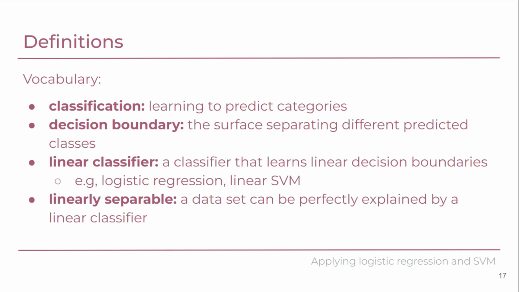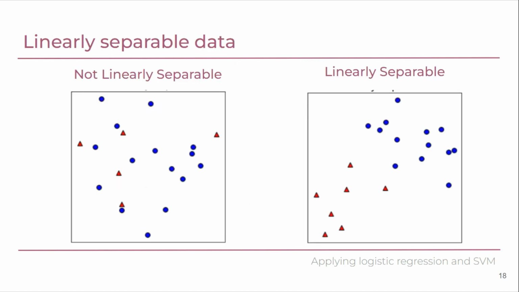Here's a list of some important vocabulary we'll be using in the course. Classification is supervised learning when the y values are categories. This is in contrast with regression, where we're trying to predict a continuous value. We've defined decision boundaries and linear classifiers on the previous slide. A dataset is called linearly separable if it can be perfectly explained by a linear classifier. Here's an example of a dataset that is linearly separable and one that is not.